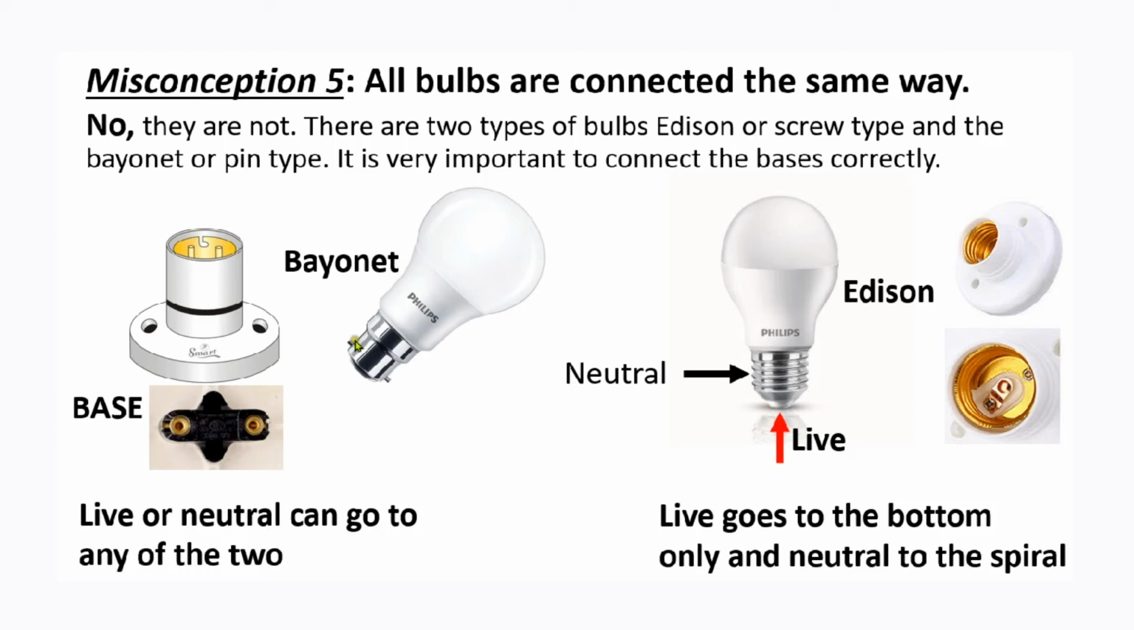Whenever you are connecting a bayonet type bulb, it doesn't really matter which side you put the live or the neutral in the base. But when you are connecting up the Edison type bulb, the live can only go to the base as indicated by this arrow. The live must only be connected to the base. If we do not connect the live to this base, then this connection is not compliant.